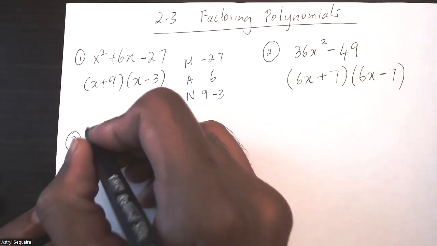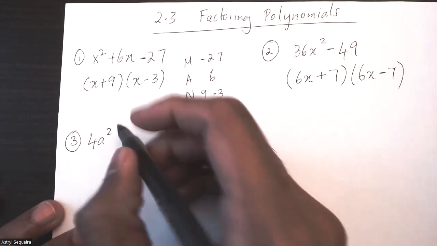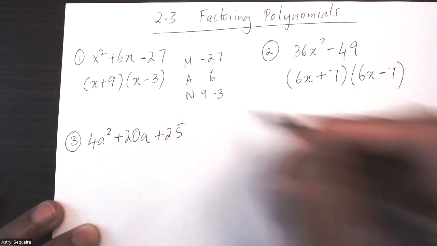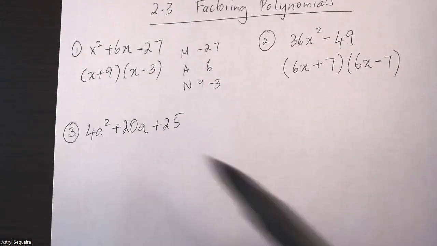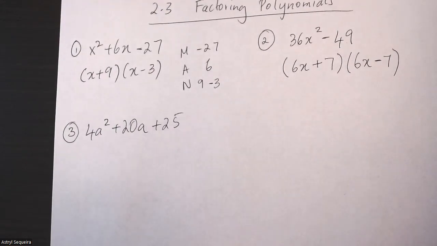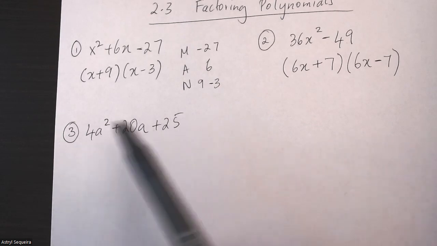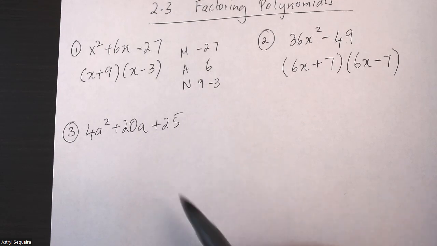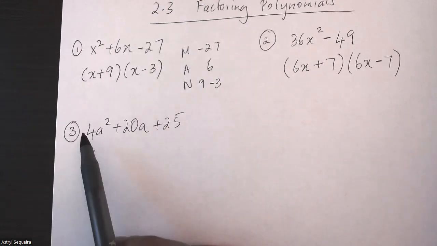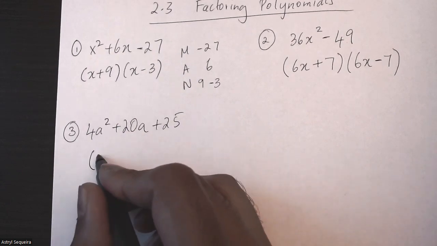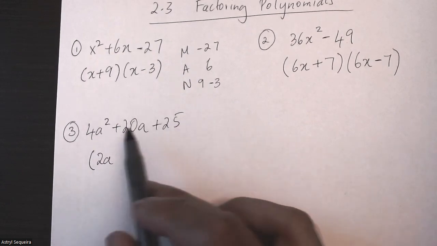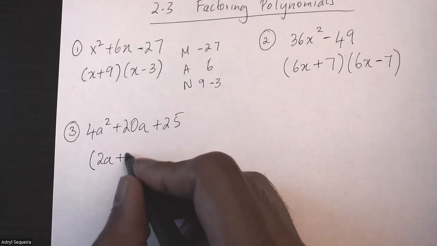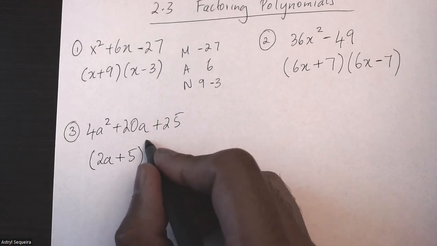Third question is 4a squared plus 20a plus 25. Now this looks like a complex trinomial, and you can do it using a complex trinomial method. But this also looks like a perfect square because the first term is square rootable, the last term is square rootable. We're going to try perfect square over here. I'm going to square root my first term, which is just 2a. Going to take the sign from the middle term, so plus. Going to square root my last term, which is 5, and then I'm going to put a square outside of the bracket.